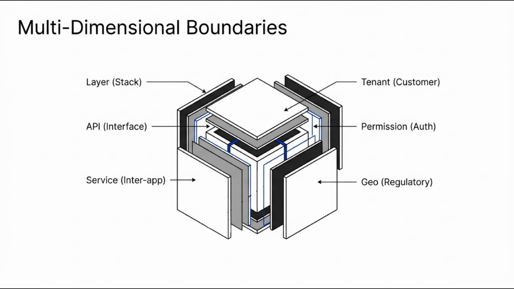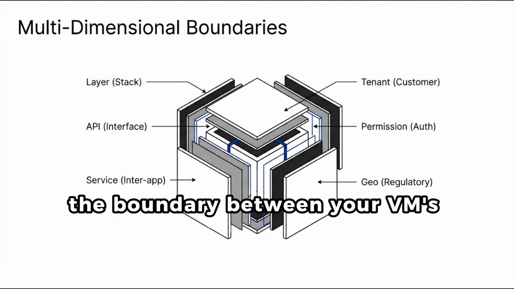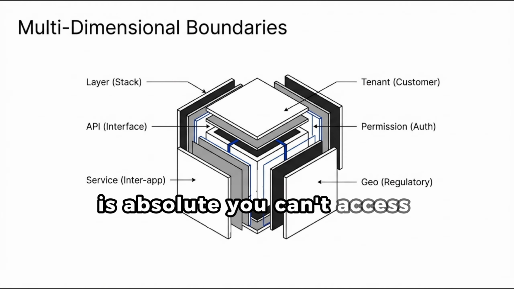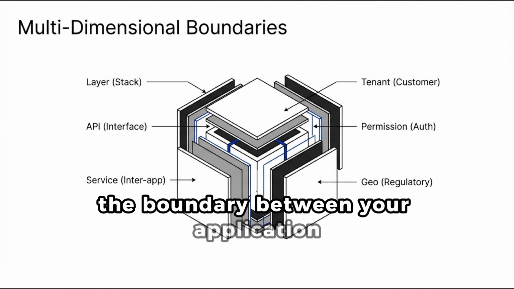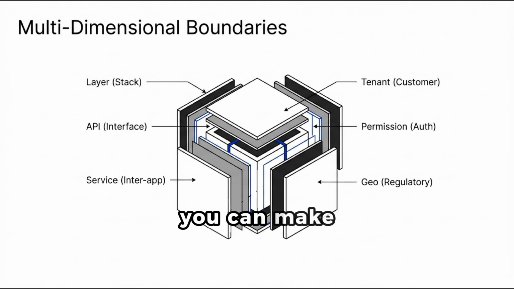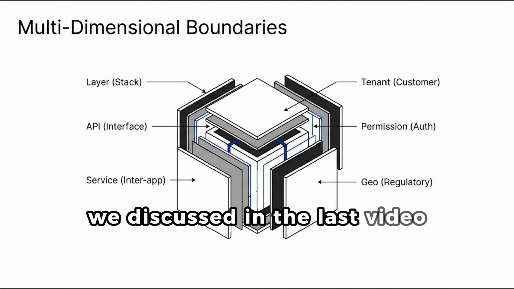Layer boundaries separate abstraction layers in the stack. The boundary between your VM's guest OS and the hypervisor is absolute. You can't access hypervisor resources from inside the VM. The boundary between your application code and the runtime environment controls what system calls you can make. These boundaries enforce the abstraction stack we discussed in the last video.